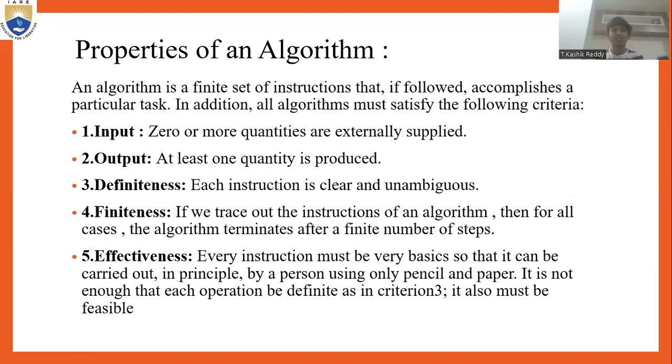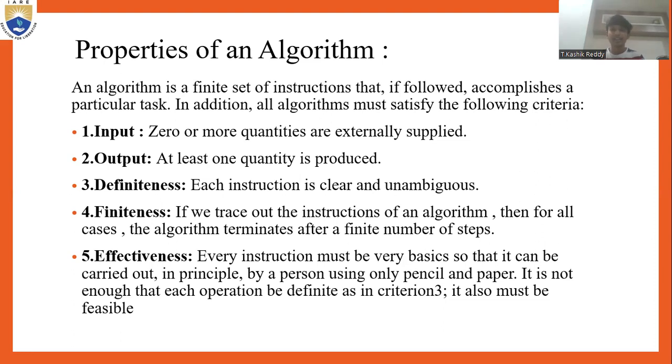Next, the properties of an algorithm. There are 5 properties: input, output, definiteness, finiteness, and effectiveness. So what exactly does algorithm mean? Generally, an algorithm is a step-by-step process, or a finite set of instructions that, if followed, accomplishes a particular task. If it is a finite set of instructions, then the instructions are not infinite. The number of instructions you give should be finite, which means countable.